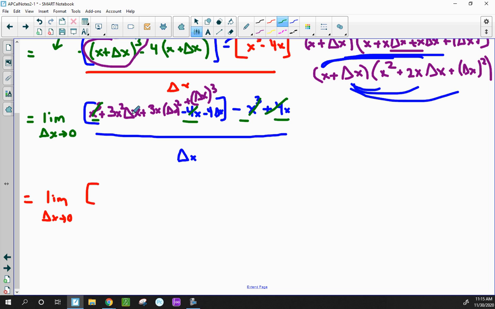3x squared delta x. These two do not match because this one has a power of 2 on x and this has a power of 1. And this is different than this, so it looks like I'm going to have to just drop everything down. So remember, this is one term that I'm writing currently on the board. And then the next term would be 3x times delta x quantity squared.